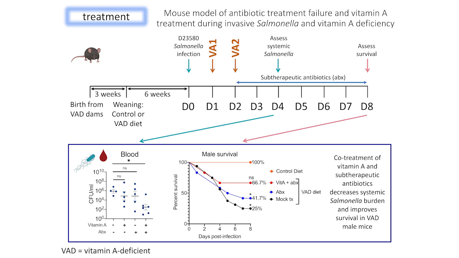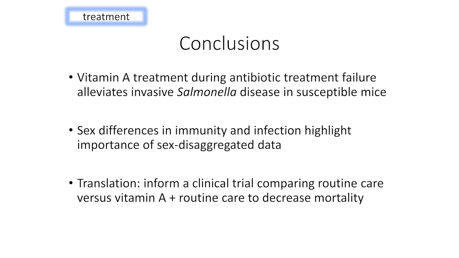And indeed, I saw that co-treatment of vitamin A and subtherapeutic antibiotics decreases systemic salmonella burden and improves survival in vitamin A deficient male mice. Importantly, this shows that vitamin A treatment during antibiotic treatment failure alleviates invasive salmonella disease in susceptible mice. It also shows that it's important to look at sex differences in infectious diseases and immunity, and we hope that this mouse model and finding can inform a clinical trial in people to help decrease mortality.